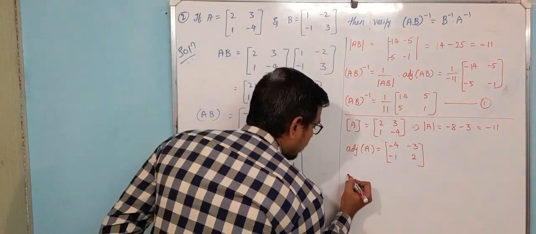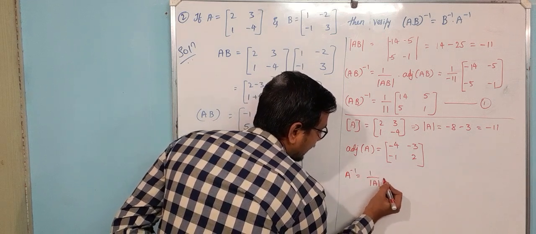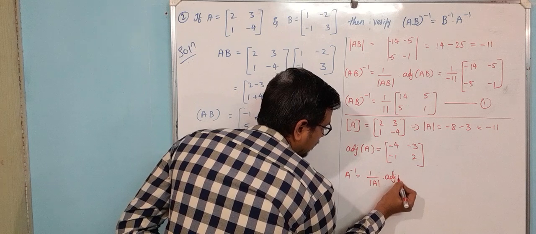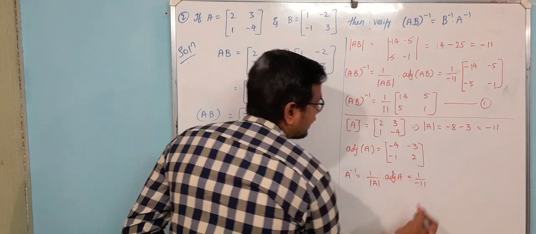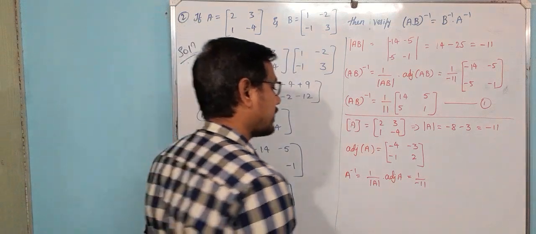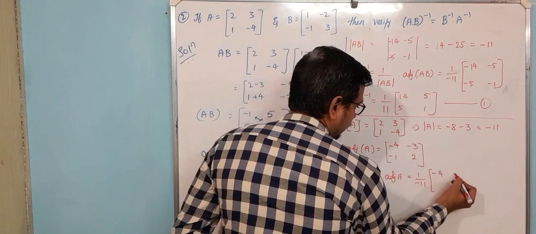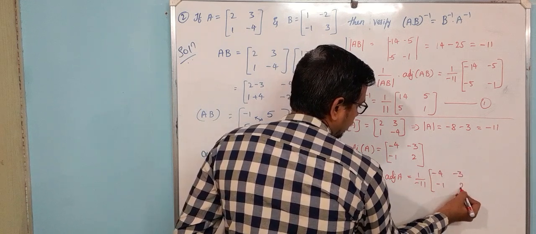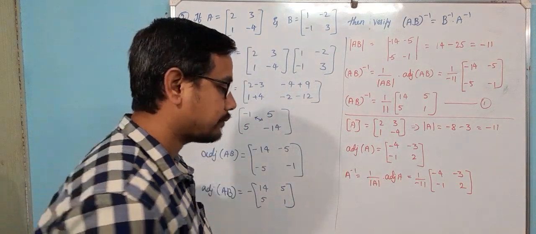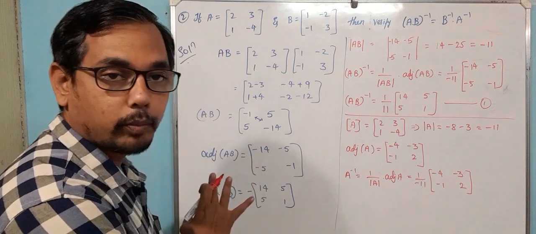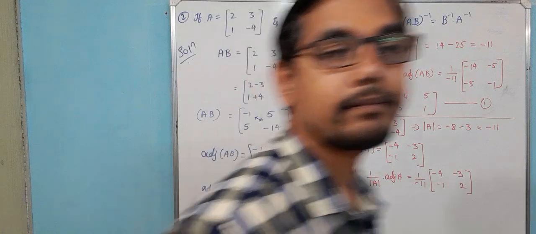Now what is A inverse? 1 upon determinant A into adjoint A. So this is 1 upon minus 11, into minus 4, minus 3, minus 1, 2. Right? So this is our A inverse. Okay, so now take a moment and make a note of this. Then we'll continue.